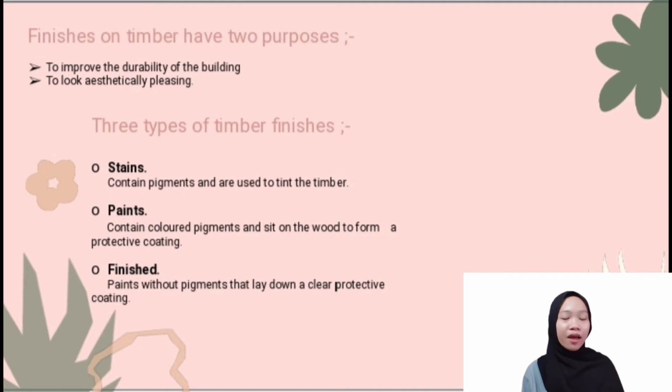Finishes on timber have two purposes. First, to improve the durability of the building. Second, to look aesthetically pleasing. There are three types of timber finishes. First, stain. Stain contains pigment and is used to tint the timber. Second, paint. Paint contains color pigment and sits on the wood to form a protective coating. Third, finishes. Finish is paint without pigment that lays down a clear protective coating.